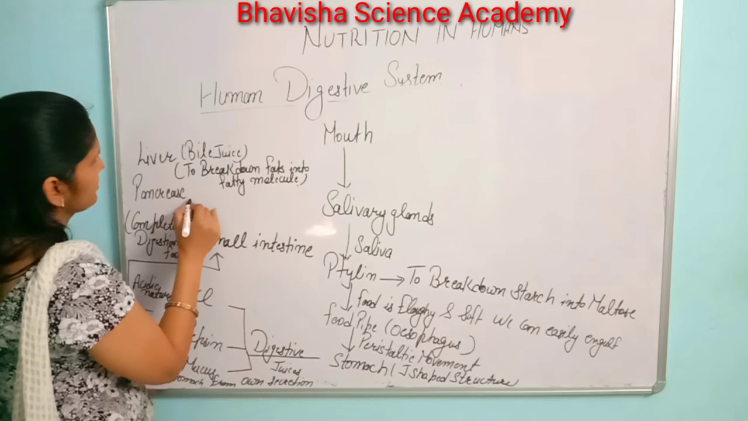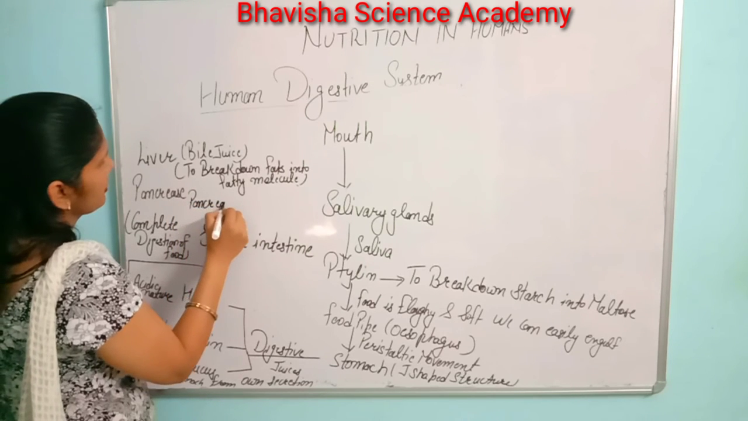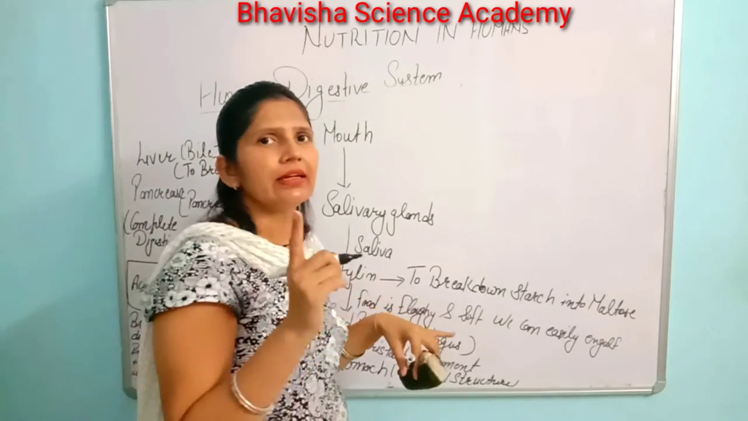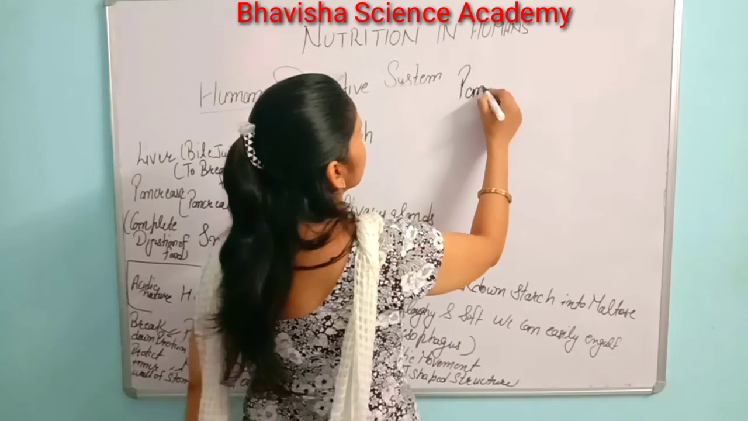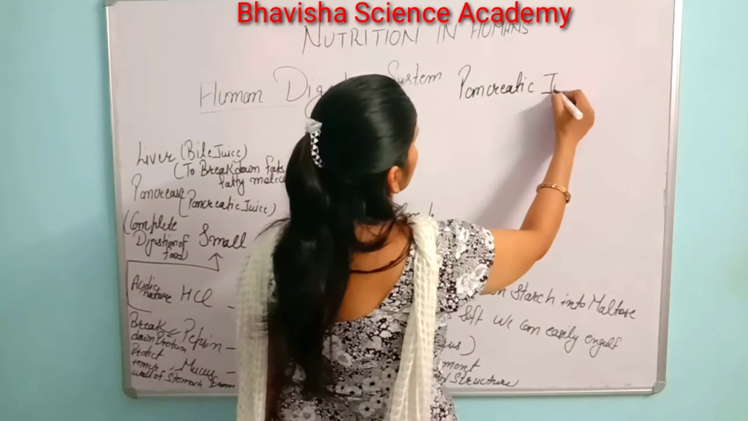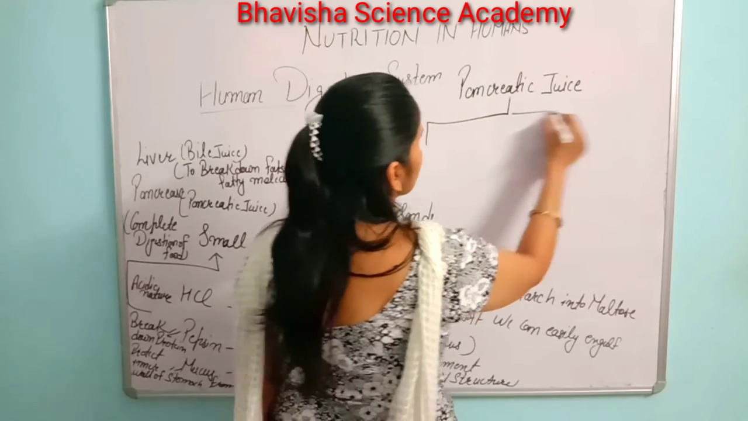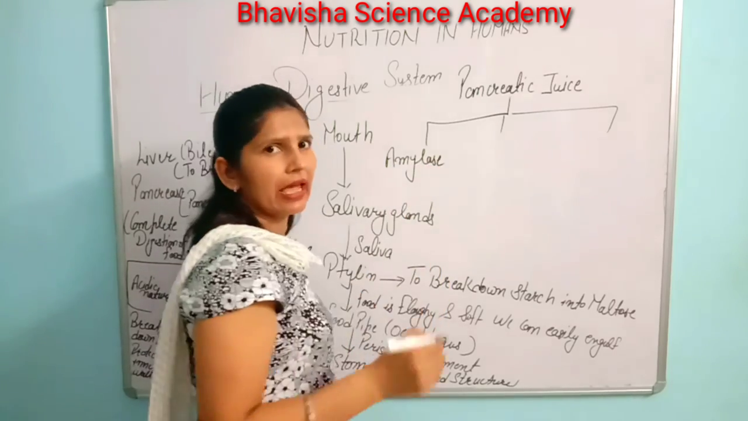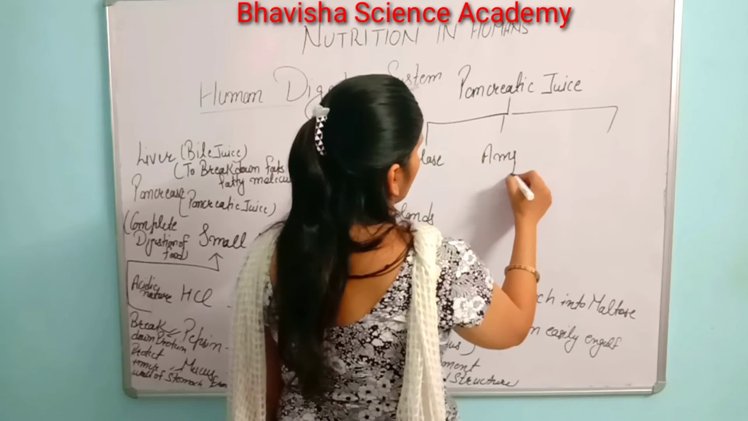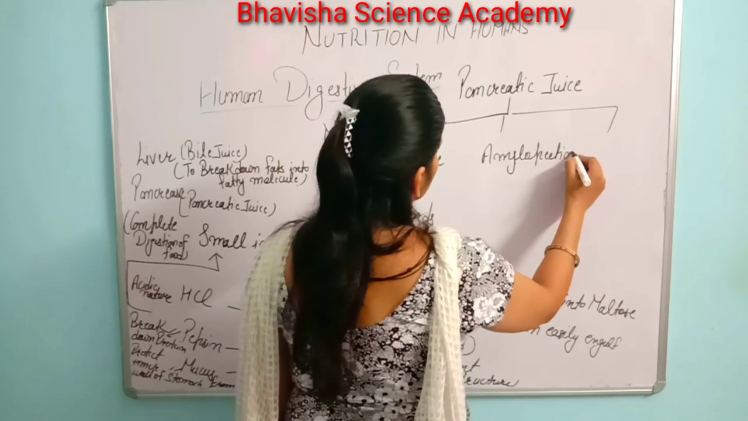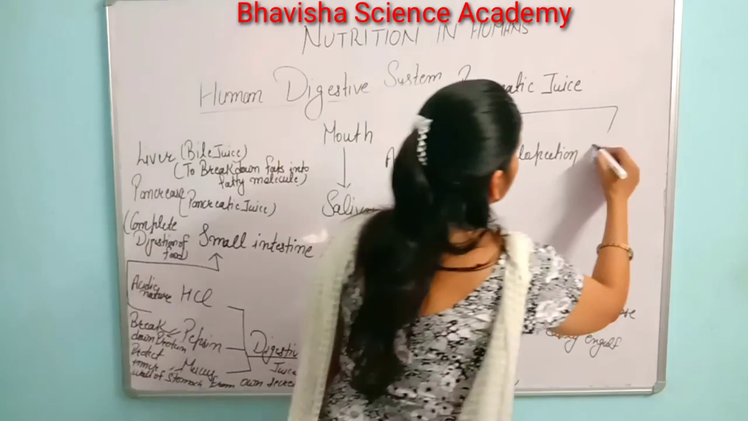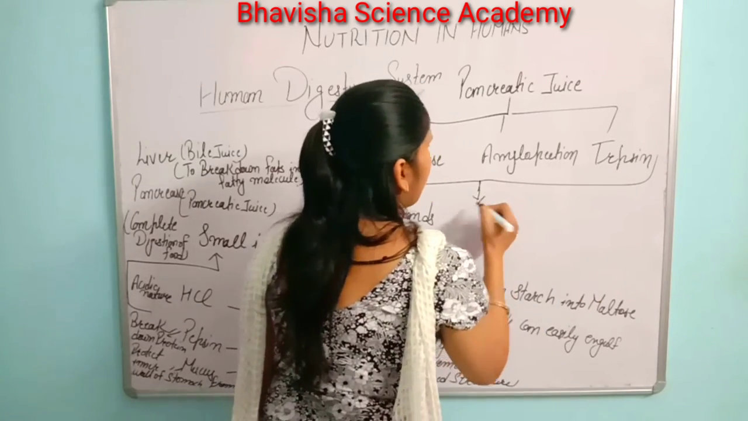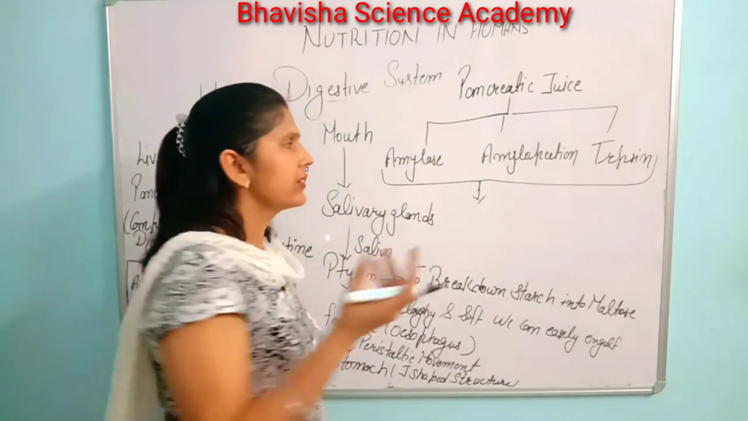Pancreas secretes pancreatic juice. Pancreatic juice mainly contains three things. The first one is amylase, amylopsin and trypsin. These all help in digestion of starch and fats.